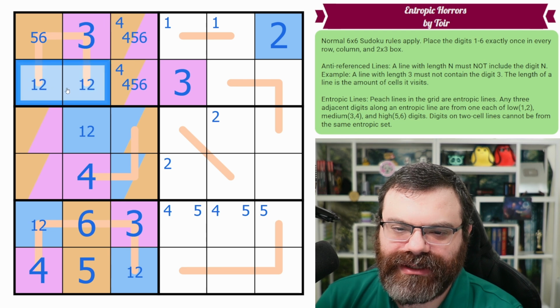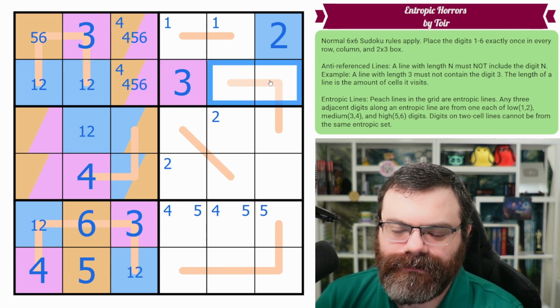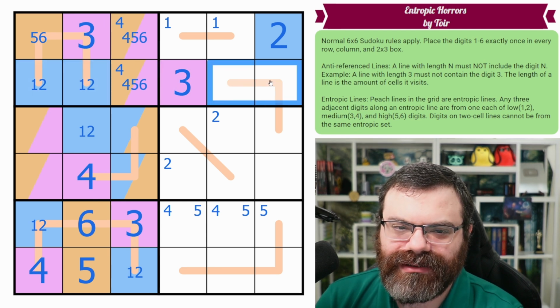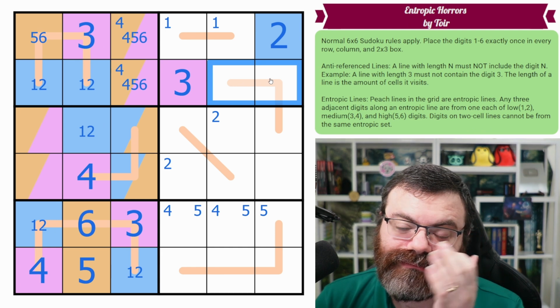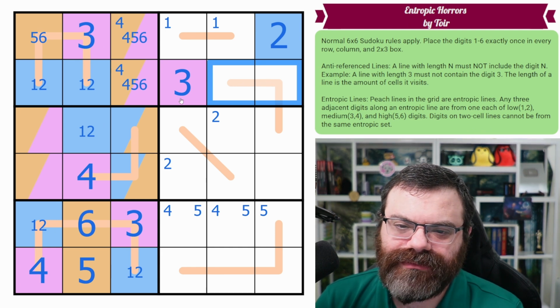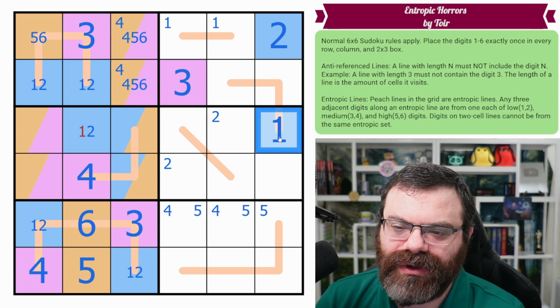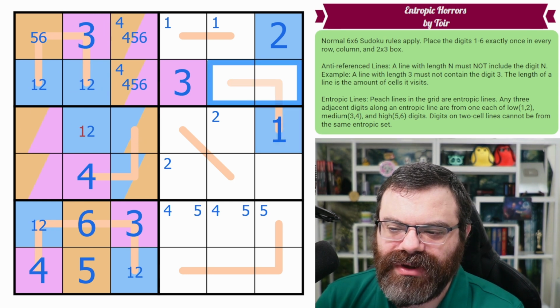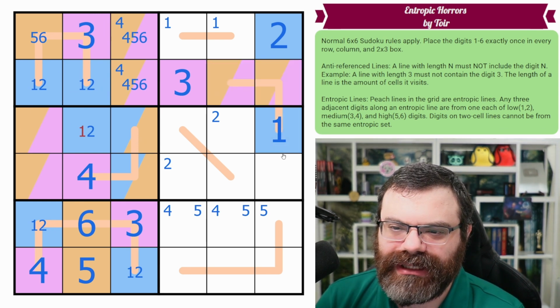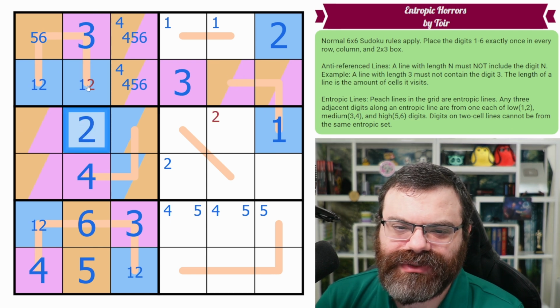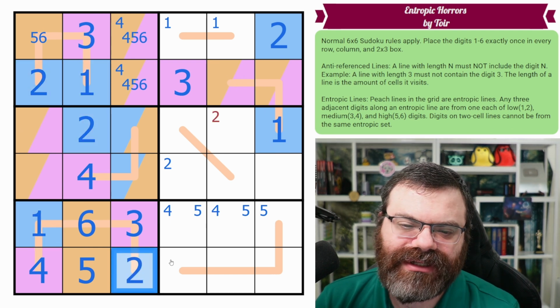Let's see, what else can we do here? These are only purple orange. They can't be blue because it sees 2 blues. So the blue on this line goes here, and this is a 1. We know this is purple orange for what it's worth. So that makes this 2, 1, and 2. That makes this 1 and 2. That resolved all our 1, 2s.